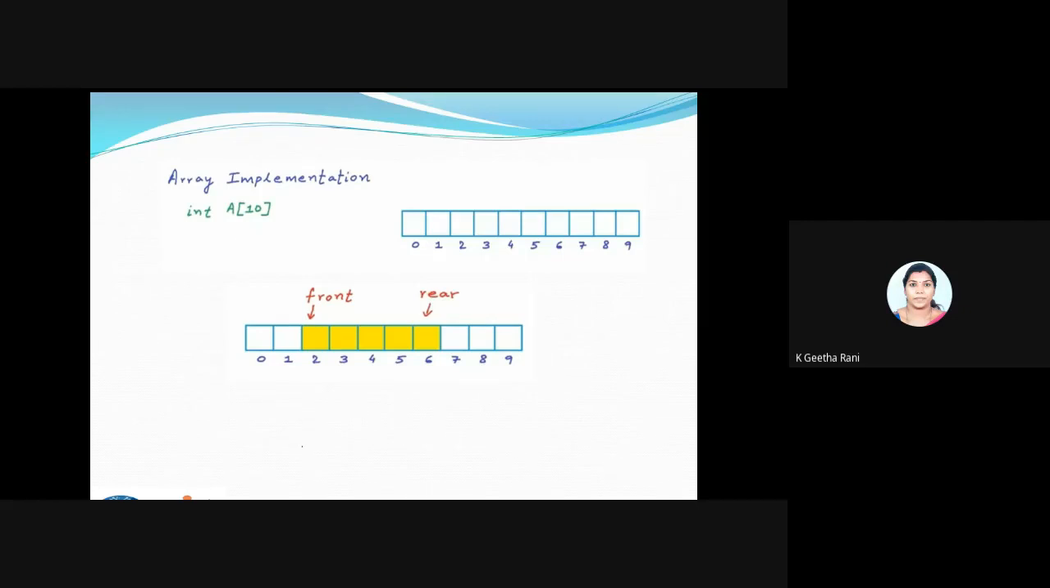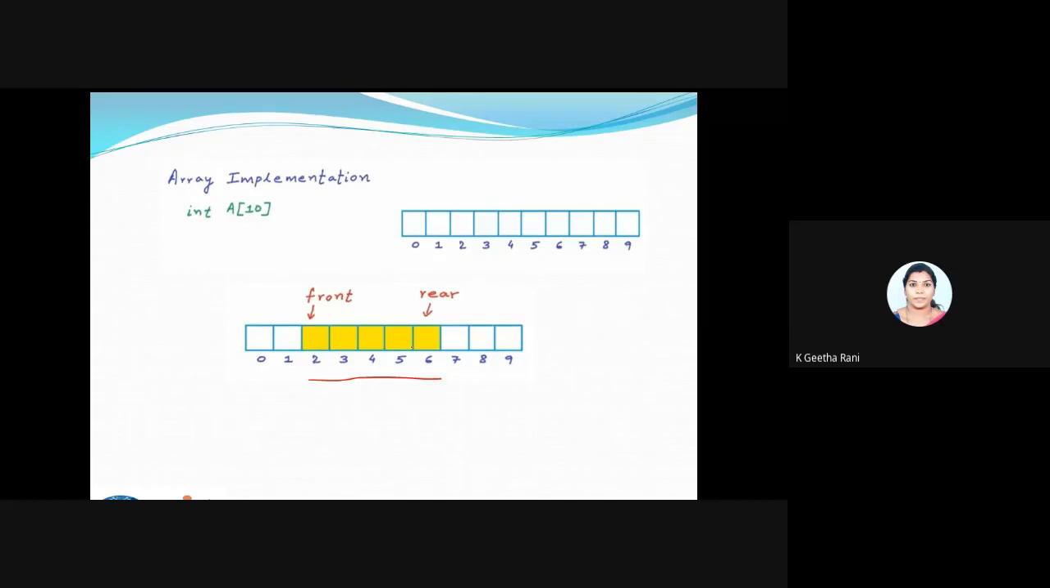In this particular diagram, this particular portion tells me the queue. I'm leaving all the data before and after that. Anything between the front and the rear is going to handle the queue structure. Just assume that the front has index 2 and the rear has index 6. So this yellow shaded portion will be my queue.